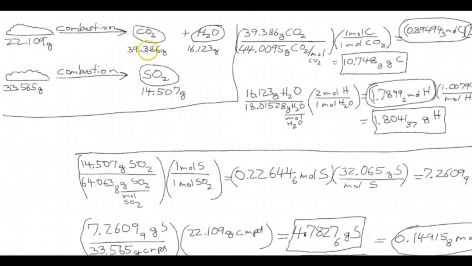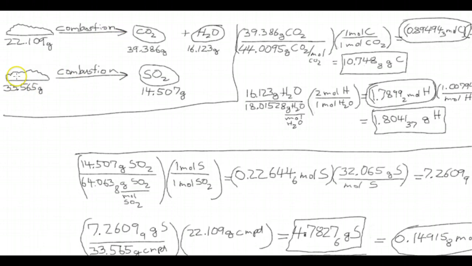Here they tell us how much carbon dioxide, how much water were produced, which means we can find moles of carbon dioxide and thus moles of carbon and thus grams of carbon. From the water, we can get moles of water, moles of hydrogen, grams of hydrogen. So we know how many grams of carbon and hydrogen are in here, in 22.109 grams. Now, okay, we still have sulfur and oxygen left.